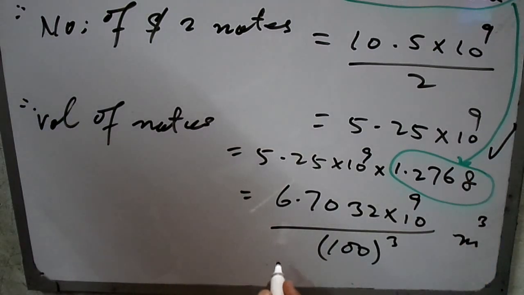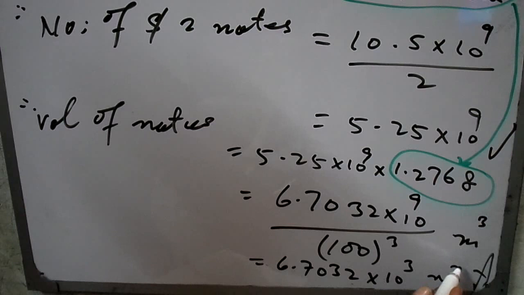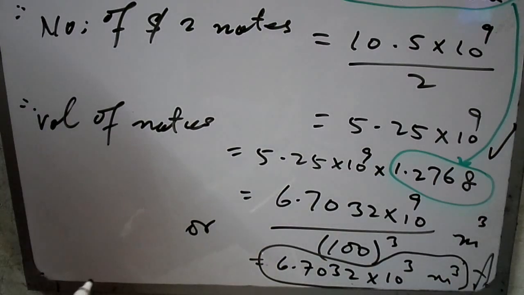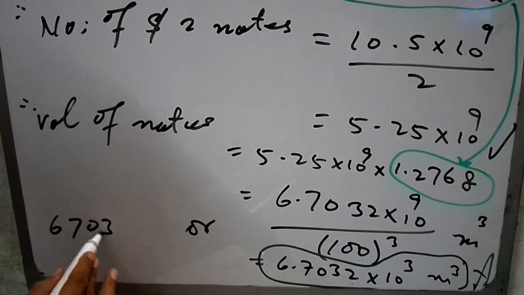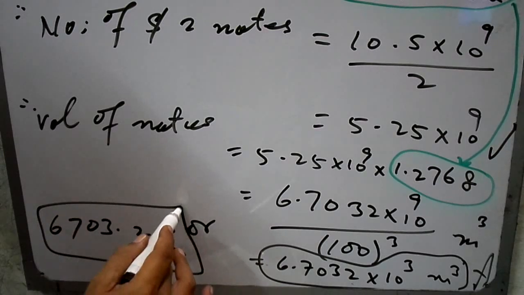Sorry. So after simplification you will get 6.7032 into 10 raised to power 3 meter cube. That is your required result, or you can write it as 6703.2 meter cube, because 10 raised to power 3 means multiplying by 1000, so you will get the decimal here.